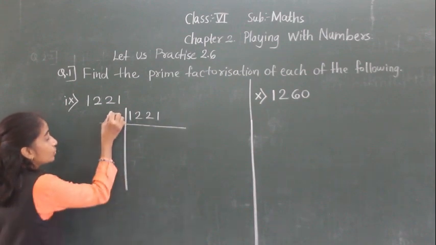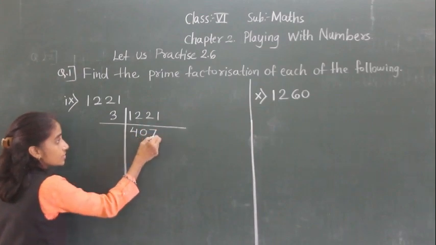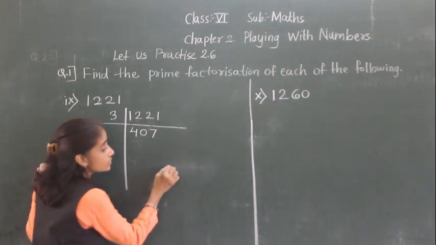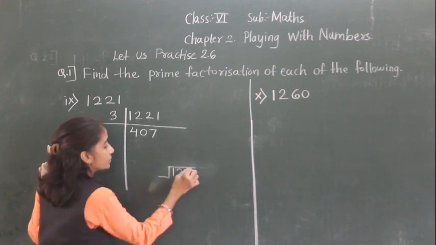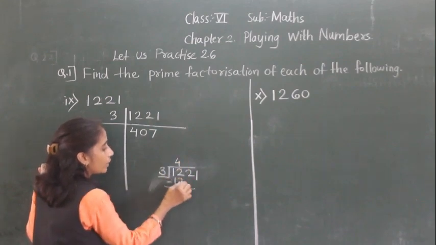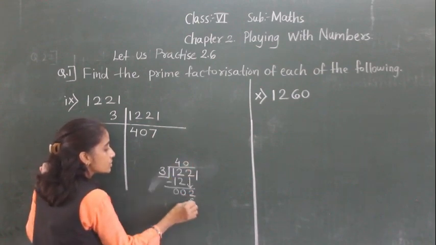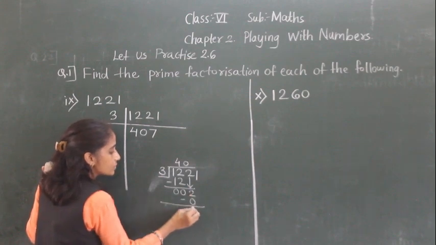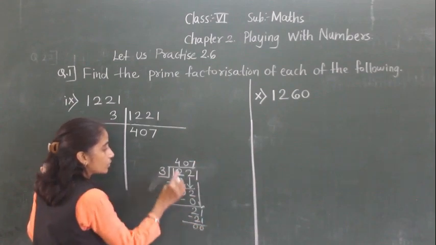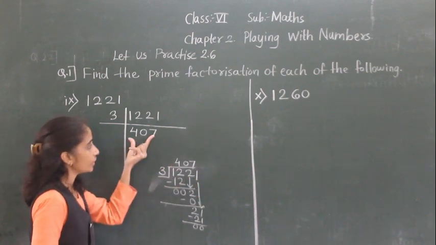So we are going to do the division. If the number is big, at that time what do you do? Do this division in long form. We are dividing by 3. 3 4s are 12. 2 minus 2 is 0. 1 minus 1 is 0. 2 will come down. 3 0s are 0. Then 2 minus 0 is 2. 1 will come down. 3 7s are 21. So, what have we got here? 407. We have to write it here.